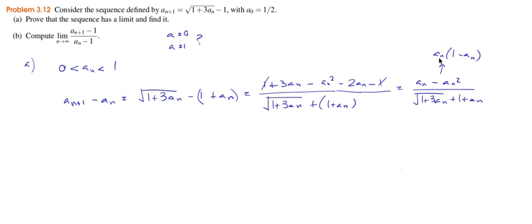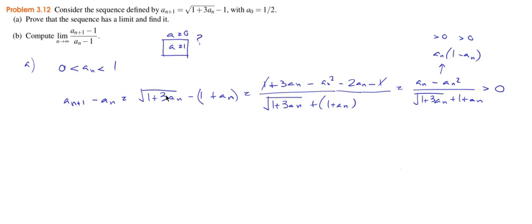a sub n is greater than 0, so this factor is going to be greater than 0, and a sub n is smaller than 1, so this factor is going to be positive as well. And the denominator has all positive terms, so all of this is going to be positive. So the sequence is increasing. Okay, so we have a bounded sequence that is monotonically increasing. So it has a limit, and the limit, starting with 1/2, is 1.